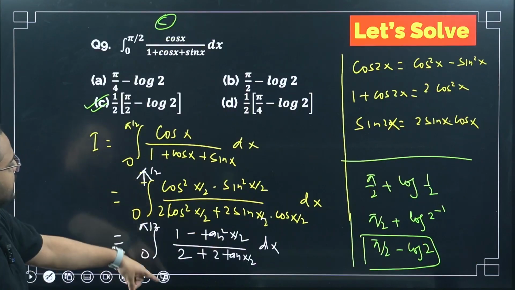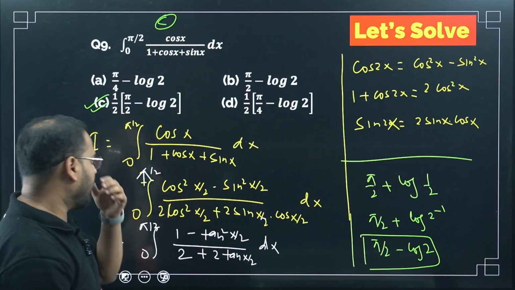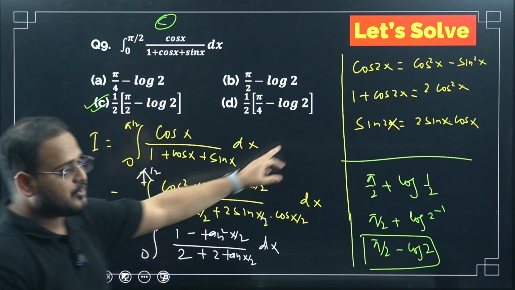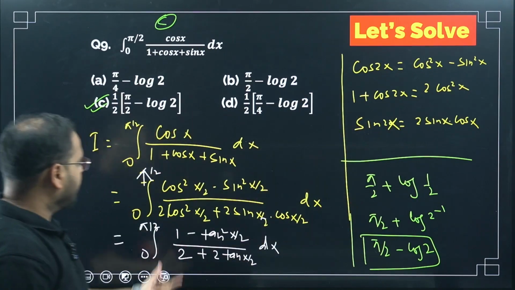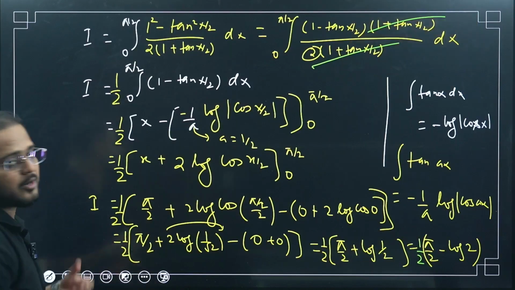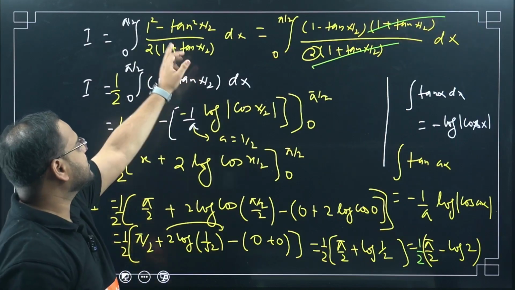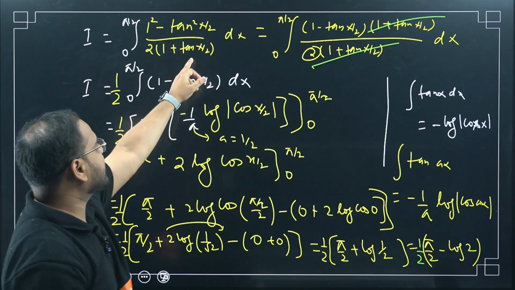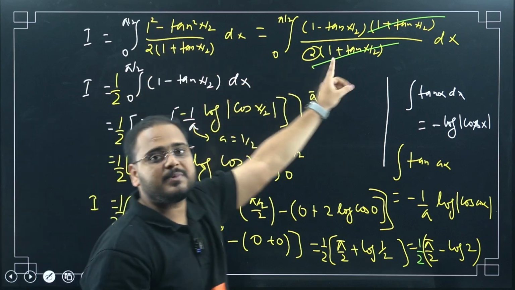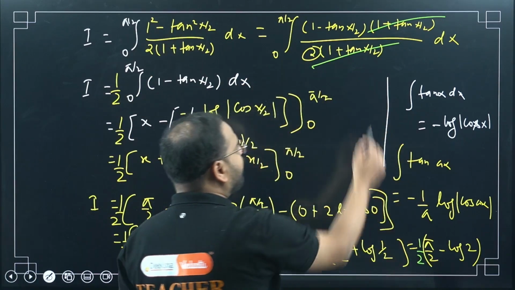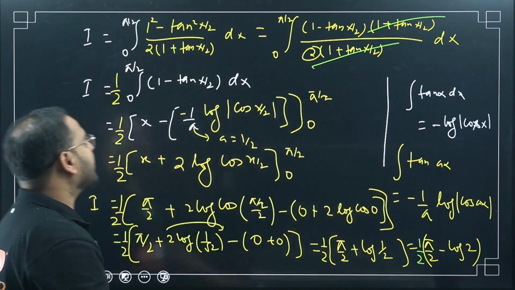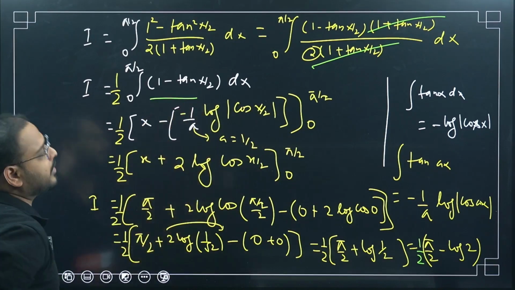First of all, we had to use the transformation using the formulas of cos and sine. We use all the 3 formulas given here. We transform this function as 1 minus tan square x by 2 upon 1 plus tan square x by 2, like this. Using the formula of a minus b times a plus b, we got rid of 1 plus tan x by 2 in the denominator. Then this was simple integration.